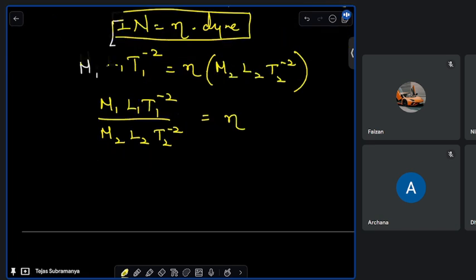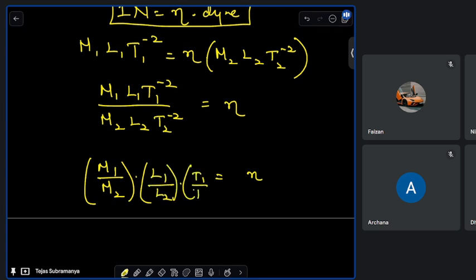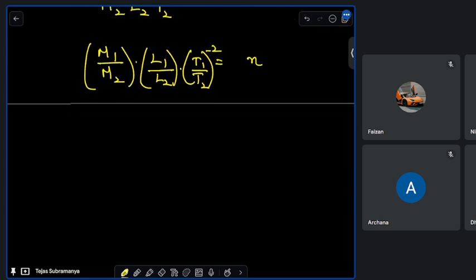Fine. Now I'll separate them. I'll keep the N as it is, all in different brackets. M1 by M2 in the same bracket. Leave some space, put a dot there because it's into L1 by L2 in the same bracket. Careful for T. I'll write T1 by T2 whole to the power minus 2. Check if I'm correct. Because both of them are minus 2, I'll make sure it is minus 2 to the whole bracket. I'm almost there. Now focus. Keep the value of N as it is on the right-hand side. Don't change it. N as it is.